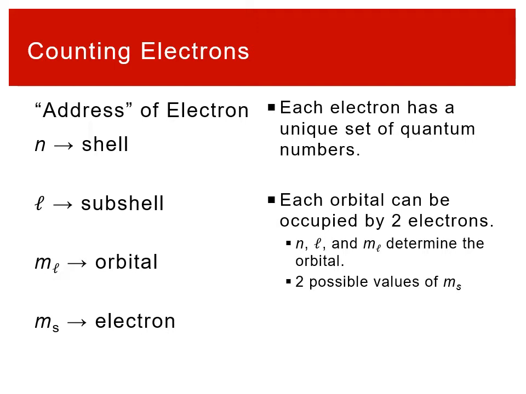And so each electron has a unique set of all four quantum numbers. N, L, and M sub L basically determine what orbital you're in. Once all three of those are locked in, M sub S has two possible values, +1/2 and -1/2, which means each orbital can be maximally occupied by 2 electrons. So we have all these different orbitals where electrons can go, and each one can only hold up to 2 electrons.